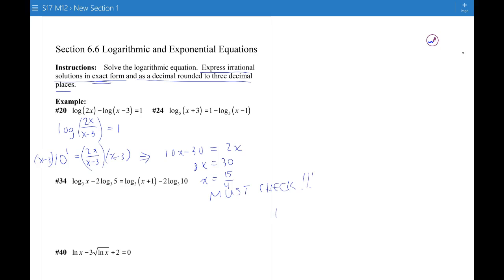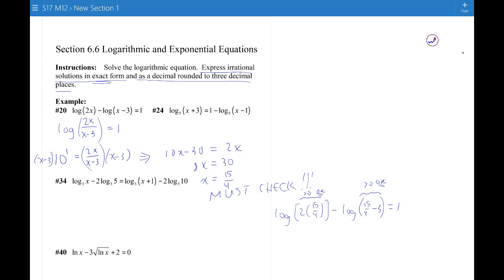You at least need to plug it in and say, if I have the log of 2 times 15/4 minus the log of 15/4 minus 3, this is greater than 0, so we're okay. This is greater than 0, so we're okay. Because remember that the domain of log has to be positive.